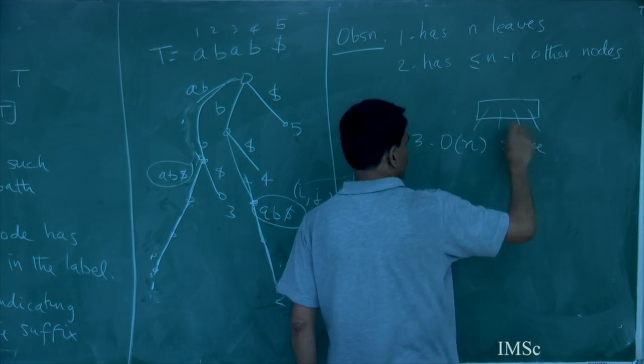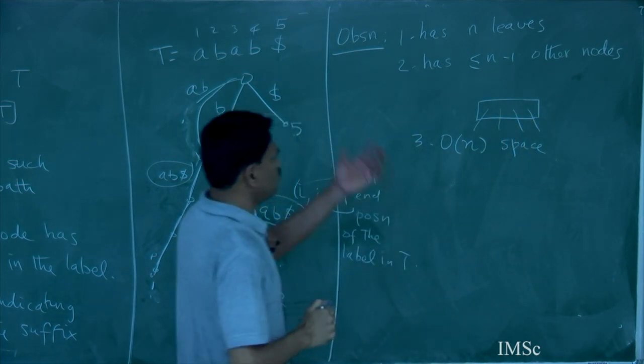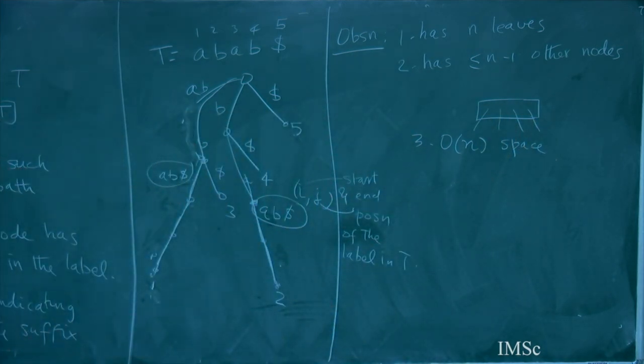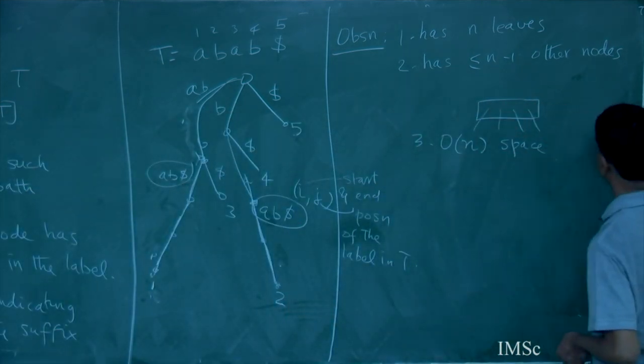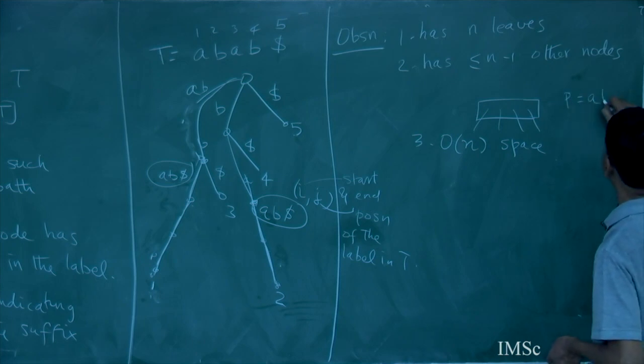So, again, how am I going to use the tree for string matching when I want to know whether some pattern P exists in the text T? I start from the root node. So, let us say P is some A, B, A, C, B.